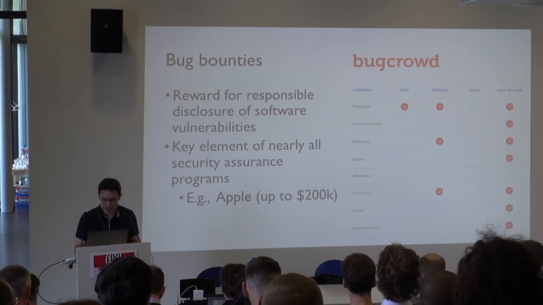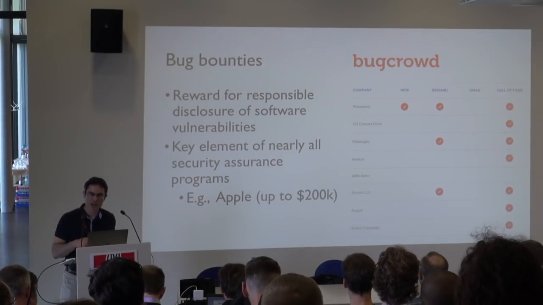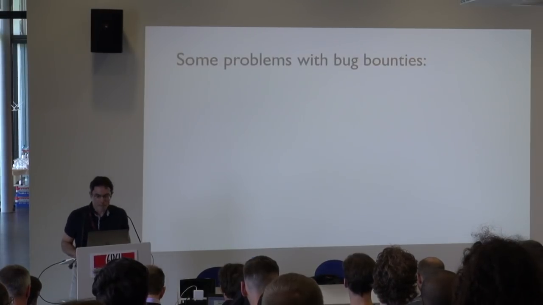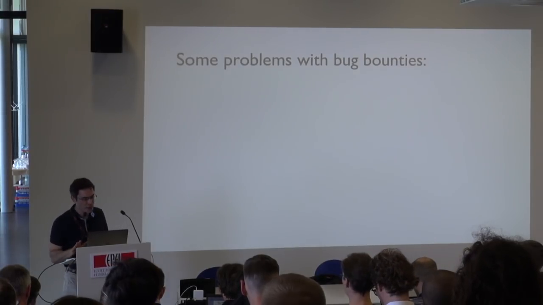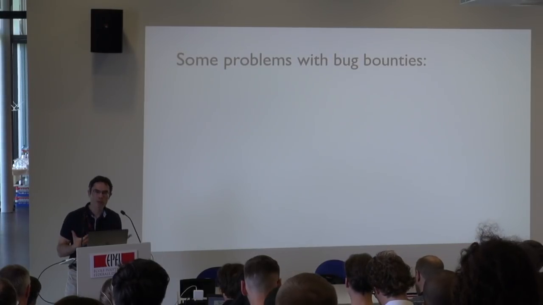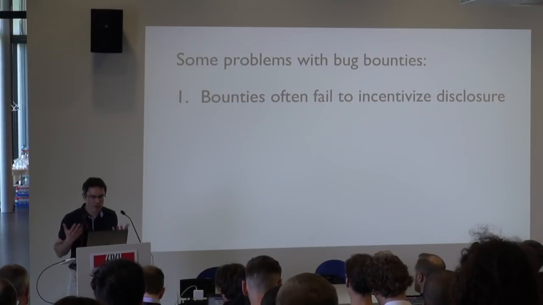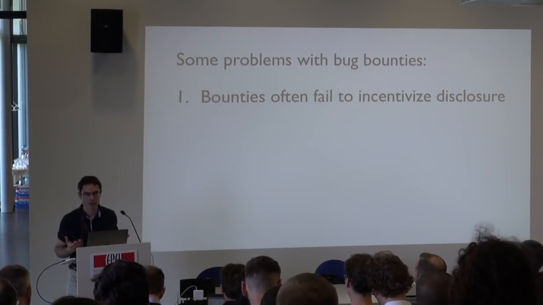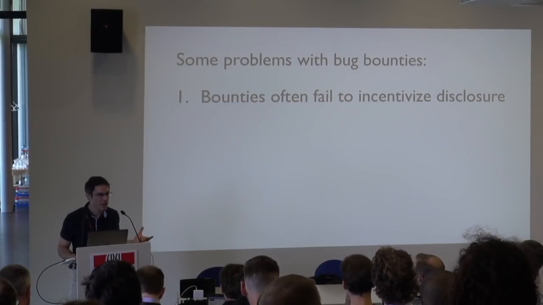You can find a list of IT firms with bug bounty programs on a few different sites. BugCrowd is a particularly popular one. So bug bounties are popular. They're a pillar of the information security assurance programs of most big tech firms. But there's some problems with the way that bug bounty programs are administered today. The first is that bug bounties actually often fail to incentivize disclosure, which is, of course, the thing that they're designed to do. Why is this?